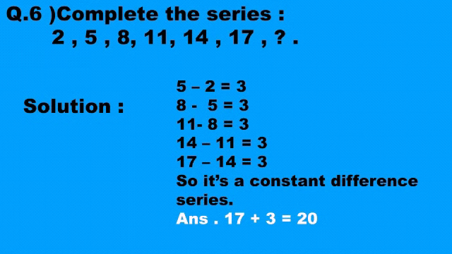So let us check. 5 minus 2 equals 3. 8 minus 5 equals 3. 11 minus 8 equals 3. So we are getting 3 every time. So it's a constant difference series. Why is it constant? Because it is not changing. The difference between two terms is not changing. It's not varied, so it will be constant.